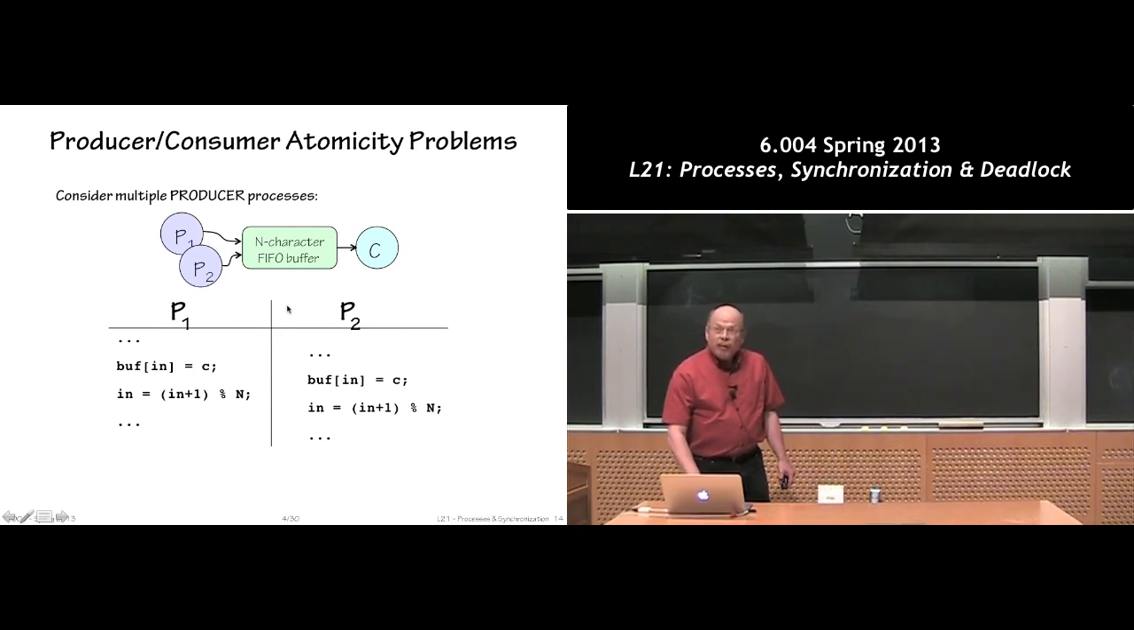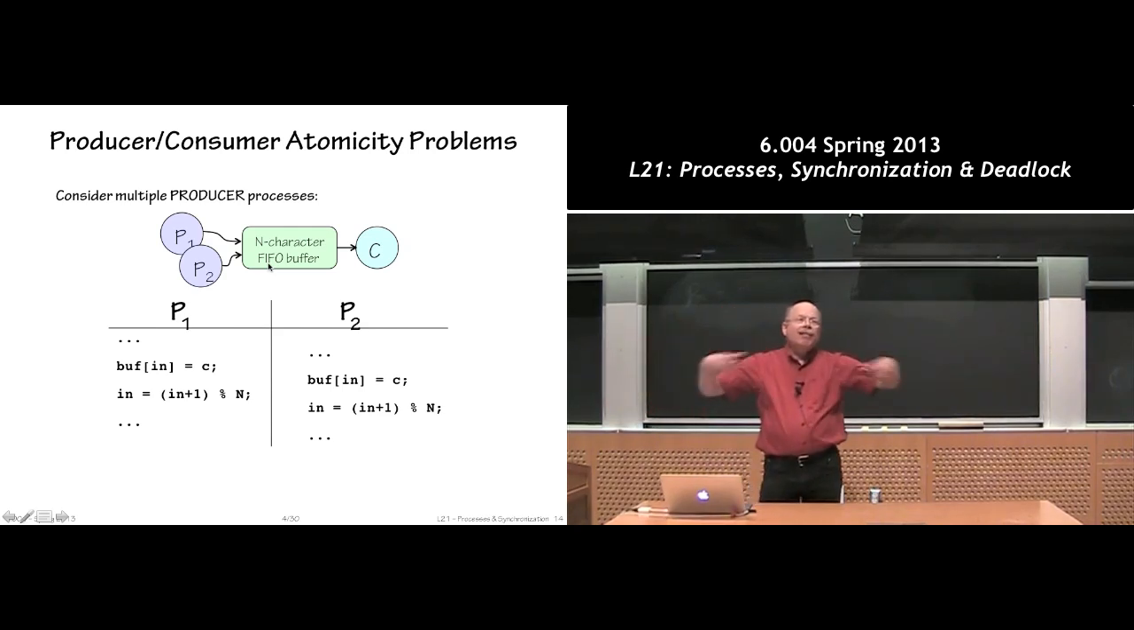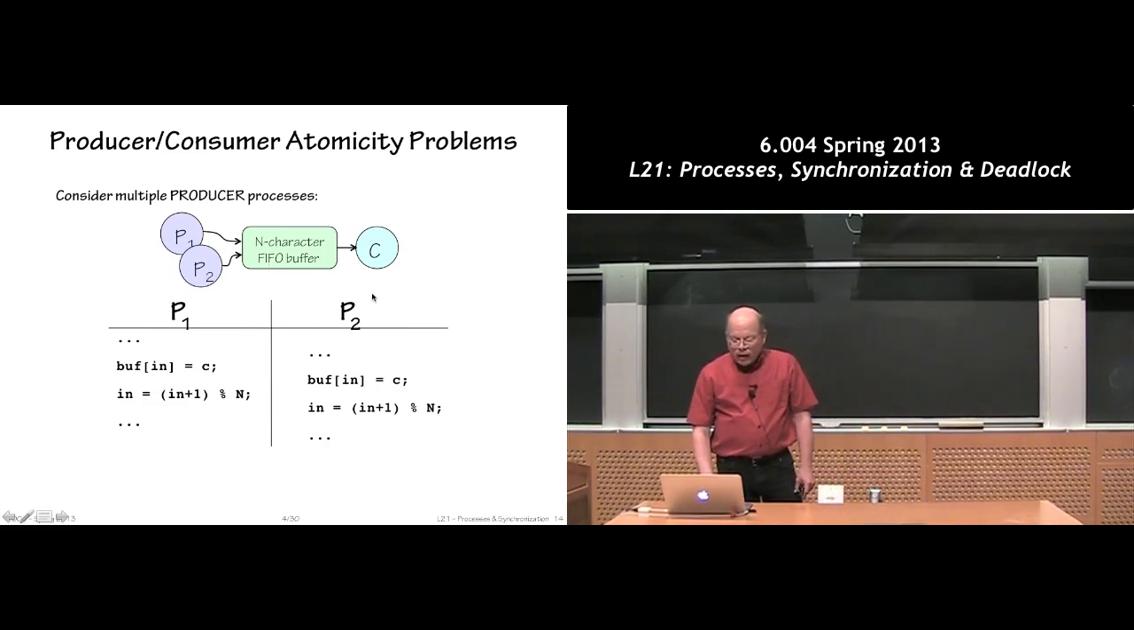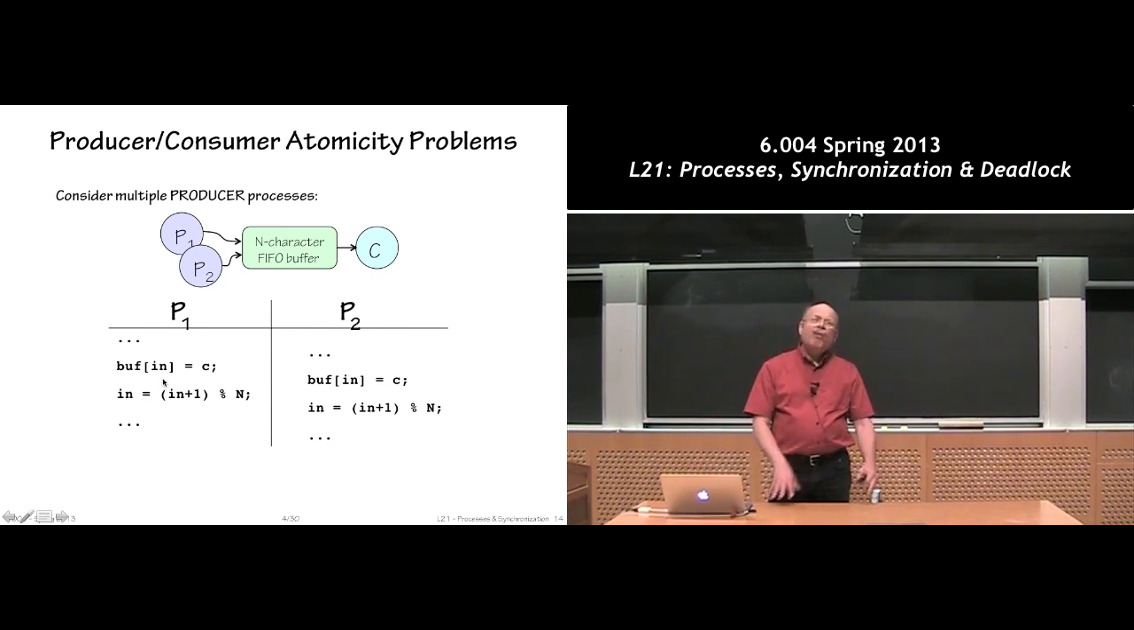Our particular problem in the producers and consumers having to do with mutual exclusion is the following. Suppose we have multiple producers, and they're both trying to produce characters into a buffer. So we have lots of producers, and they all want to manipulate the buffer themselves. And you can see there's a two-step process: you put something in, and then you change the pointer.